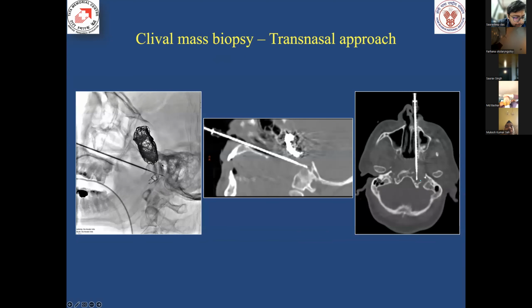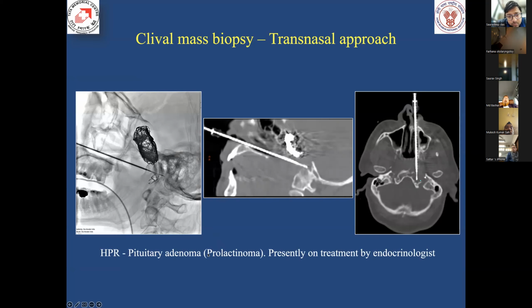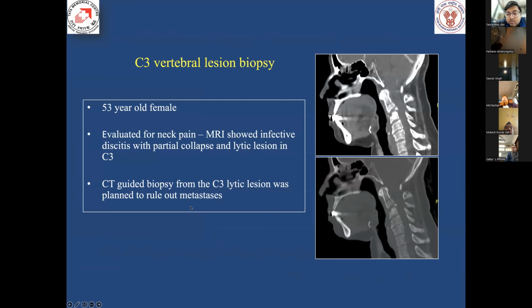through the nose under fluoroscopy, we reached the site where it needs to be biopsied. The fluoroscopy is extremely important because if we go any deeper, we would straight away hit the brain. So under fluoroscopy we need to exactly identify the region where we need to biopsy, and the combination of CT and fluoroscopy gives us the confidence. The final histopathology turned out to be a prolactinoma, and he was referred to an endocrinologist for further management.